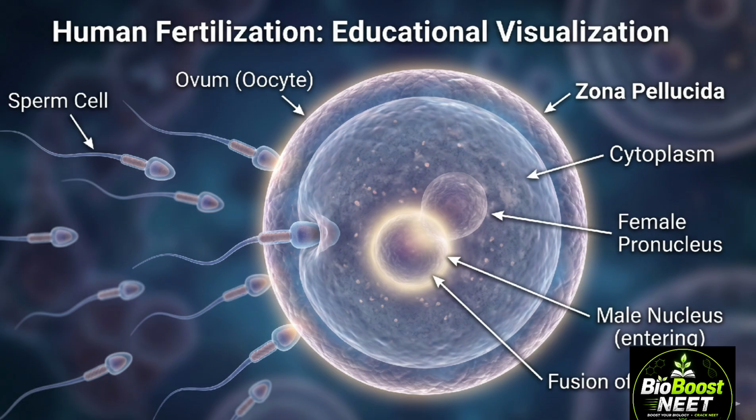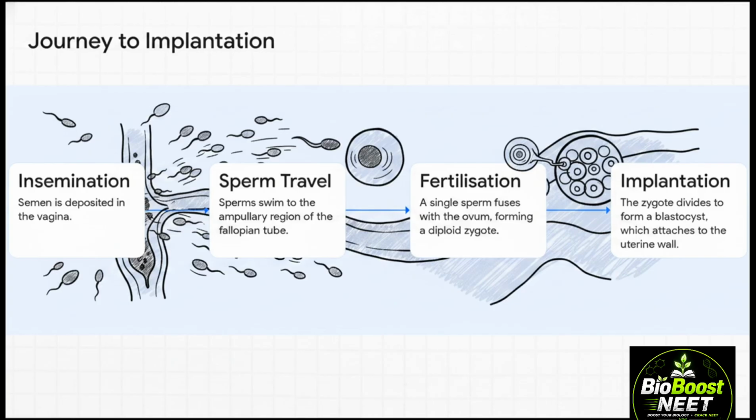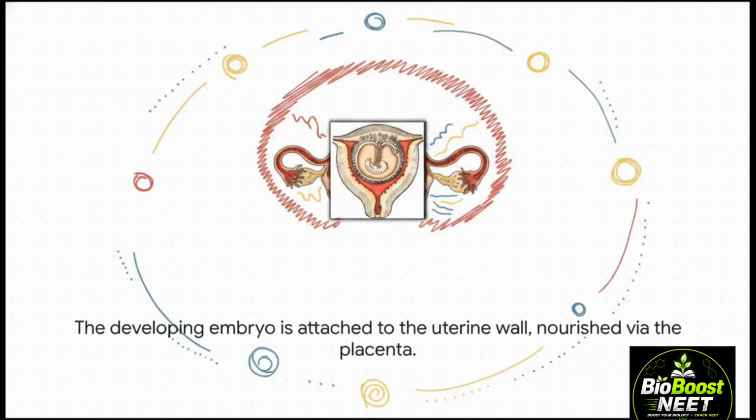One and only one sperm will fuse with the ovum, creating a diploid zygote. This single cell then starts dividing like crazy. We call this cleavage, and it forms a structure called a blastocyst, which finally travels down and burrows into the uterine wall. And that's implantation. Once implantation is successful, the 9-month period of gestation begins. And as you can see in this diagram, the embryo is now tucked away safely in the uterus. It's going to be protected and nourished here as it grows from just a small ball of cells into a fully developed baby. It's just an amazing process.